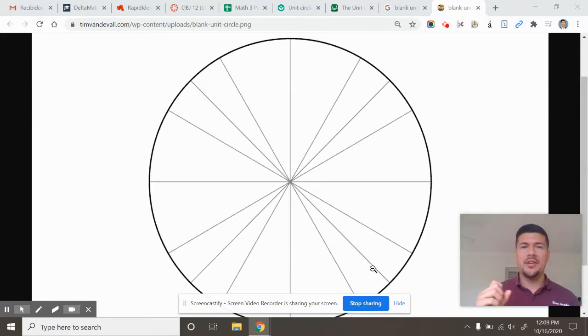The unit circle. Part 1, degrees. So this is the unit circle. Center 0, 0, radius 1.